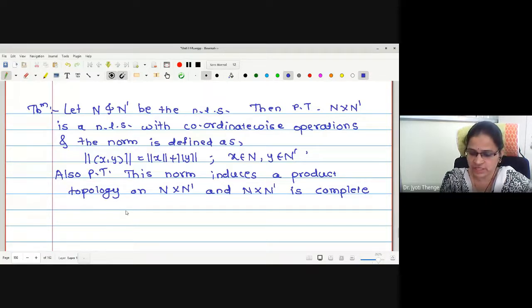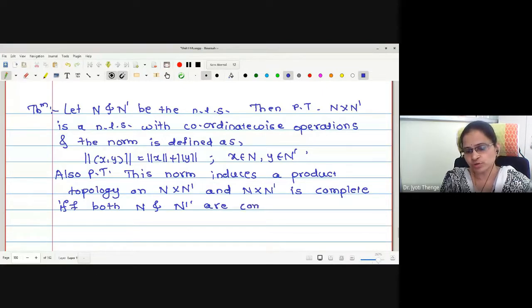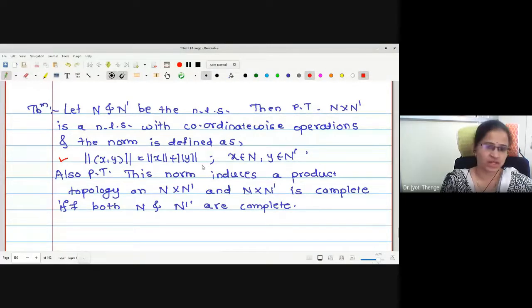N cross N dash is complete if and only if both N and N dash are complete. Therefore, there are 3 points to prove in all in the theorem. Which are the 3 points? In the first point, we will show that this is a norm defined on the Cartesian product N cross N dash. To show this, one has to verify the 4 conditions of norm.